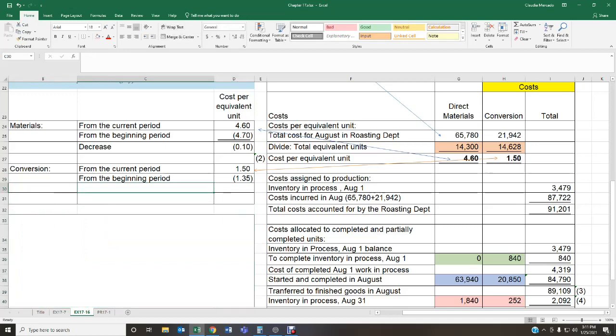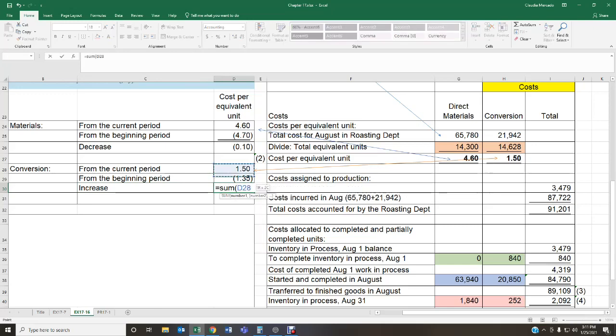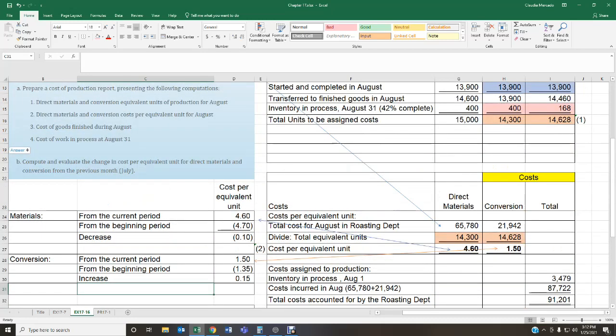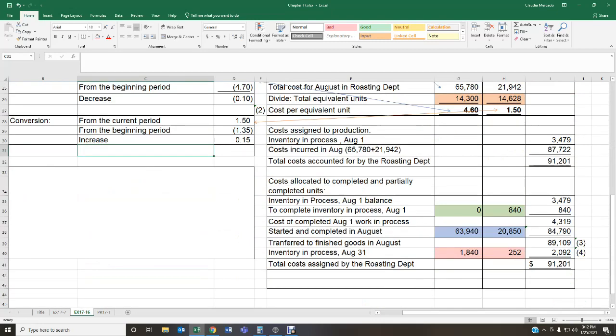So my conversion cost went up from $1.35 to $1.50. So I have an increase of 15 cents. So my conversion cost increased per unit 15 cents. My materials decreased by 10 cents per unit. So compute the changes in cost. We already computed it. And now they're asking you to evaluate.